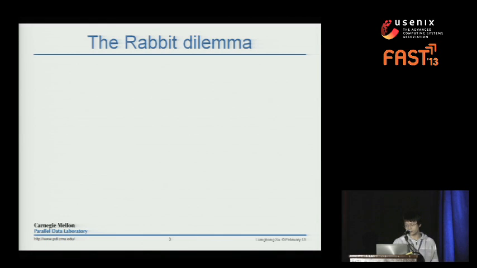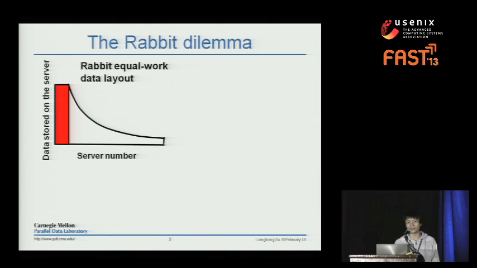Elasticity is good, and there are already several elastic storage system designs out there. I'm not going to talk about all of that. Today I'm just going to focus on one design, the Rabbit elastic storage system, which was originally developed at Carnegie Mellon. I'm now showing you a graph of the data layout of the Rabbit system. In Rabbit, we sequentially number the servers in a cluster, and the x-axis represents the server number. For example, if you have 100 servers in your cluster, the servers would be numbered from 1 to 100. The y-axis represents the data stored on each of these servers.